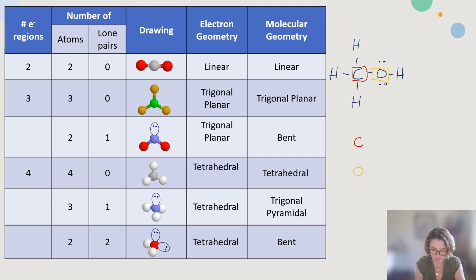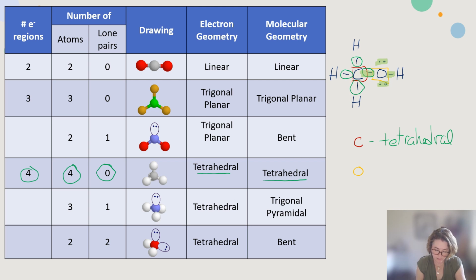So let's start with carbon first. So carbon has 1, 2, 3, 4. Carbon has 4 electron regions. It has 4 atoms and 0 lone pairs. And so for carbon, the electron geometry and the molecular geometry would both be tetrahedral.